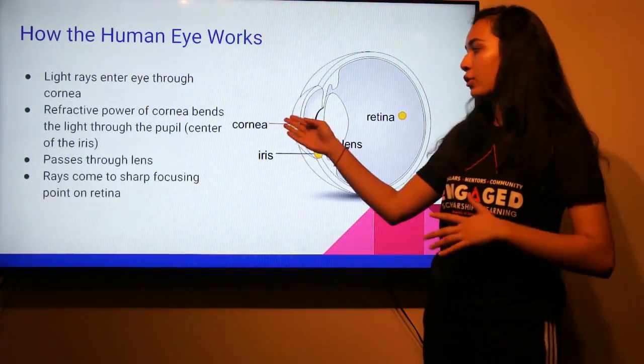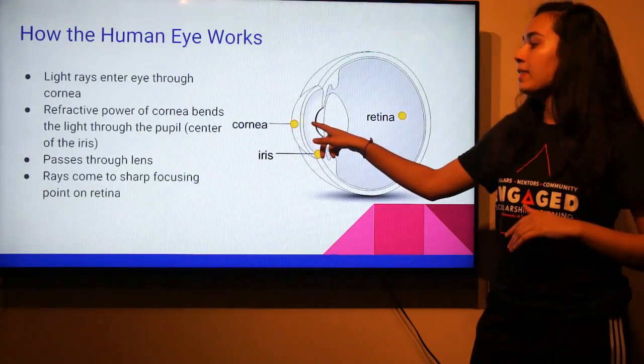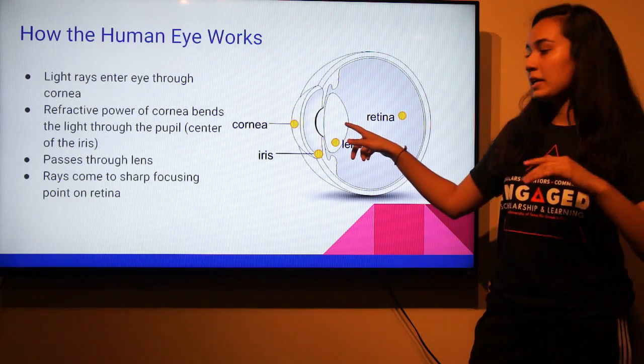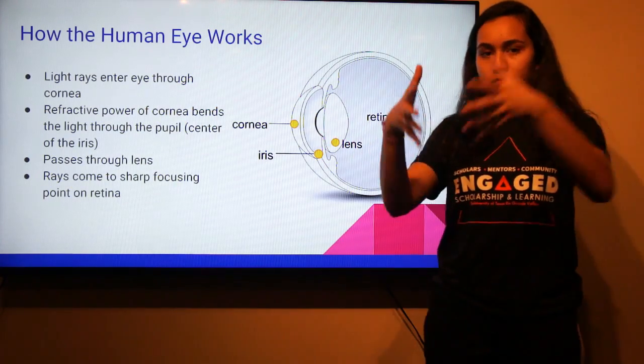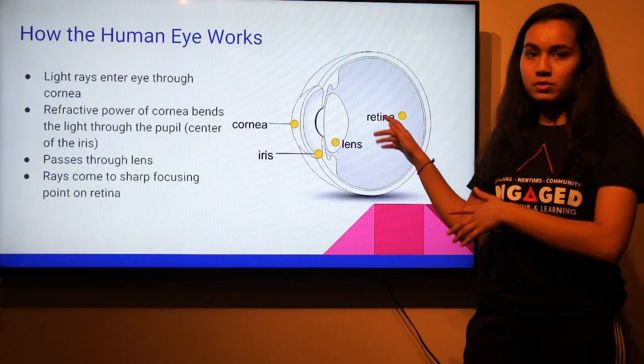So the refractive power of the cornea bends the light through the pupil, which is in the center of the iris, and then it passes through the lens, in which the rays converge together in order to create a sharp focusing point on the retina, which is the back of your eye.